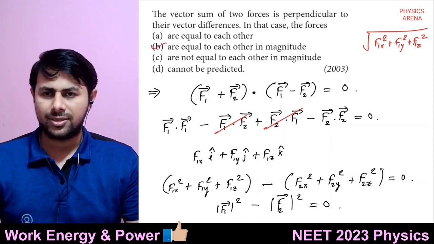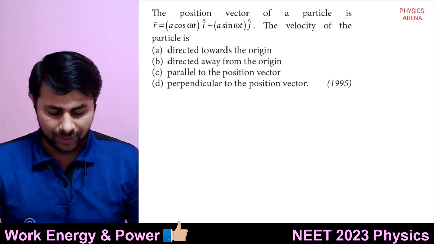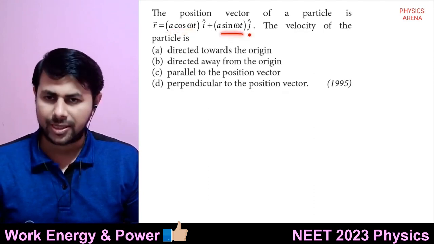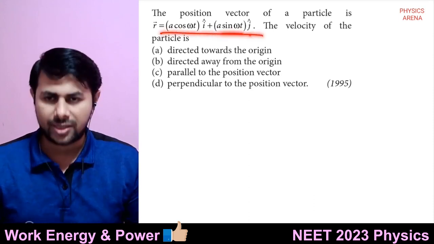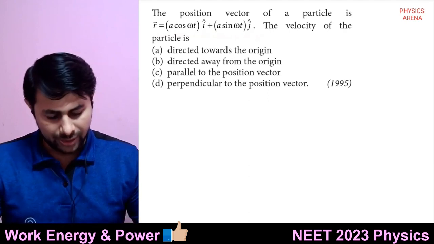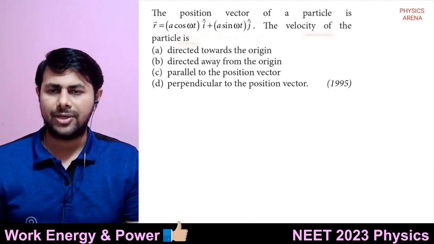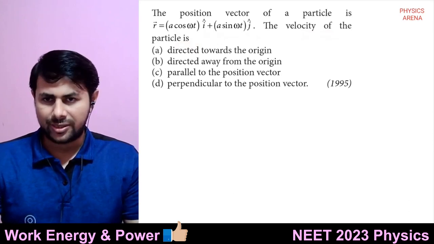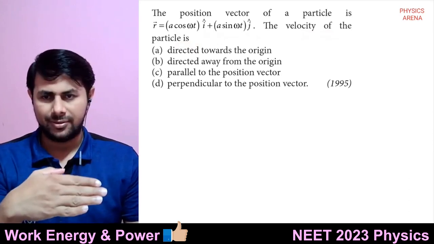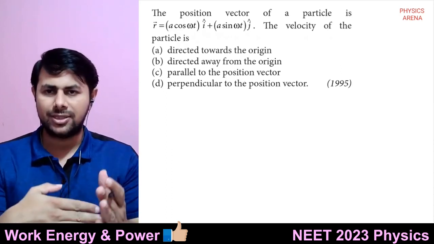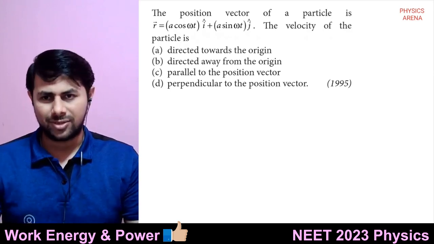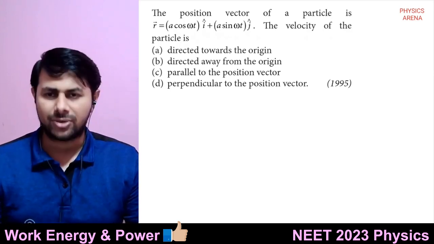Is there a question in this? Okay, the position vector of a particle is given by r bar equals a cos omega t into i cap plus a sin omega t into j cap. This is the position vector in uniform circular motion. In uniform circular motion, the velocity of the particle is perpendicular to the position vector, right? The position vector is directed along the radius and away from the center. Velocity is directed in the tangential direction. We had seen this question in uniform circular motion.